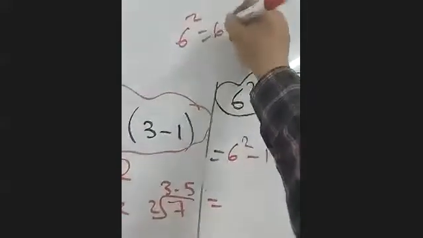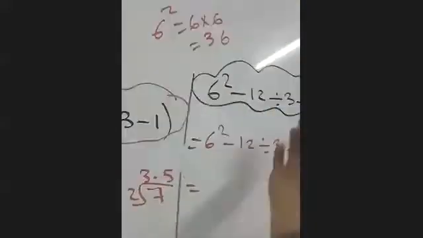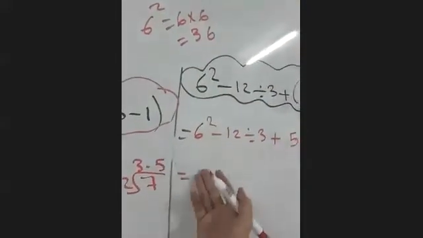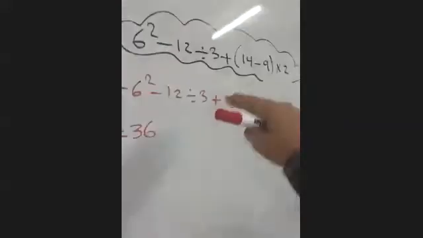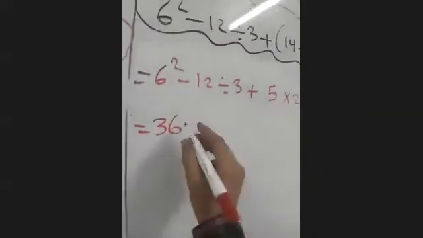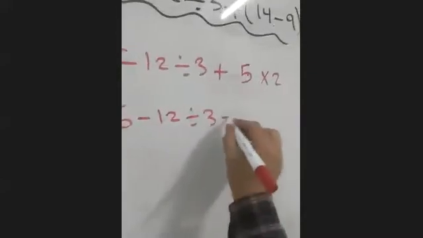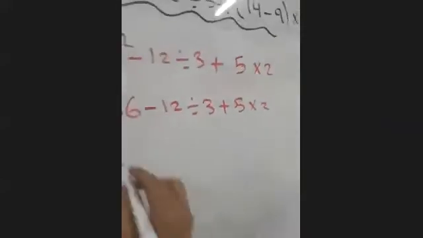6 to the power 2. I know 6 to the power 2 is 6 by 6, which is 36. So replace 6 power 2 by its value, and all the other things will come down. Negative 12 divided by 3 plus 5 multiply 2.